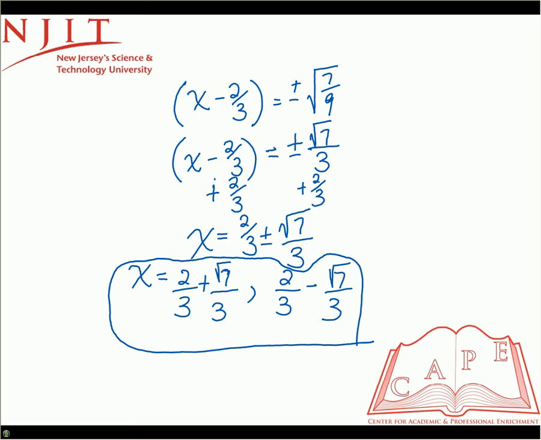Okay, so there's your answers. And it makes sense because it is a quadratic equation, it should have two answers. Or at least two, either two real answers, or two unreal answers, or one answer that's being shown twice.